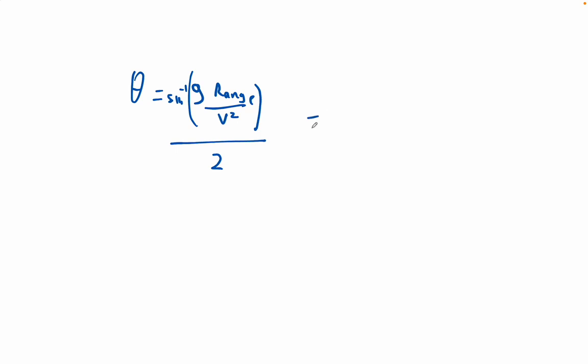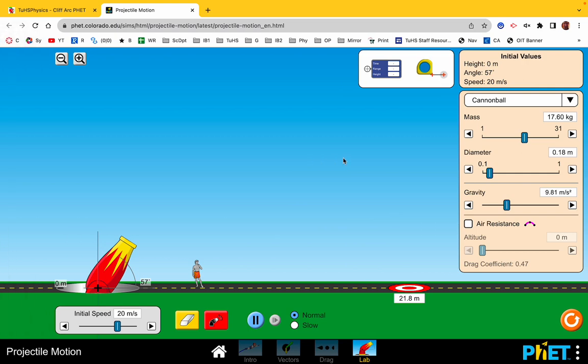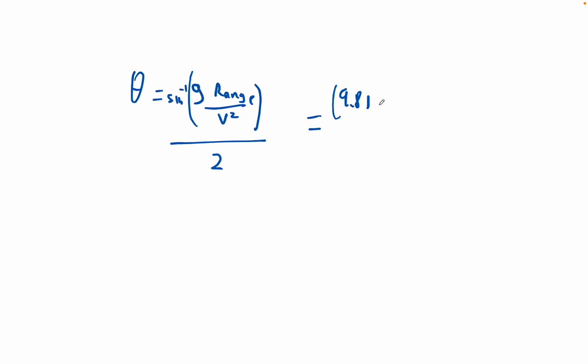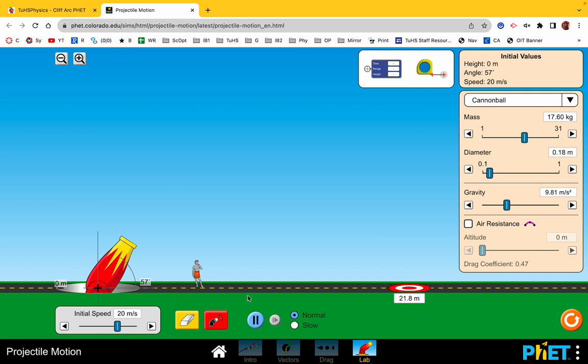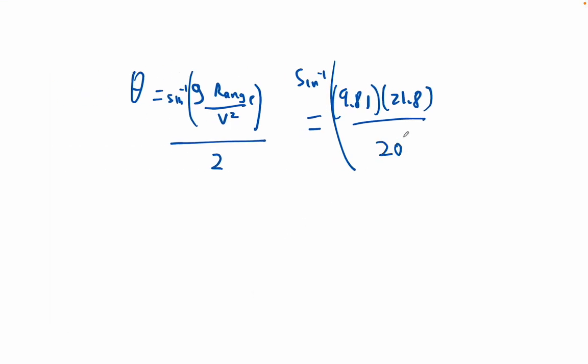So our angle is going to be 9.81, and what is our range? Our range is 21.8, right? And it's going to be the inverse sine of that, all divided by v squared. So what's our v? Our v is 20, right? So I'm going to go inverse sine of 9.81 times 21.8 divided by 20 squared. And then this whole thing divided by 2, right?